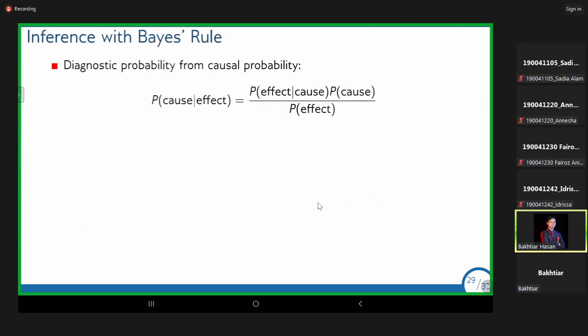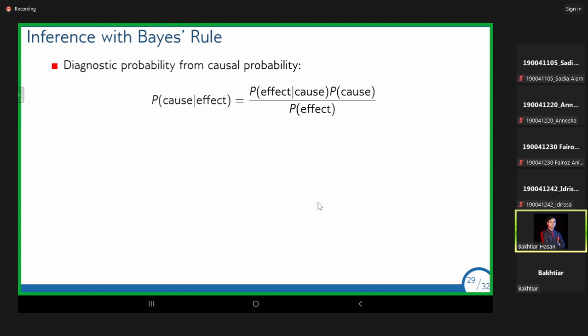So we want to consider the diagnostic probability from causal probability. All right. So what is the idea? We want to find out the probability of cause given effect by using the Bayes rule. So let's say a patient comes to you, you're the doctor, and says, okay, sir, I have these symptoms, I have these problems. You run a bunch of tests and you see a bunch of results. From that, you want to determine whether that particular person has a particular disease or not.